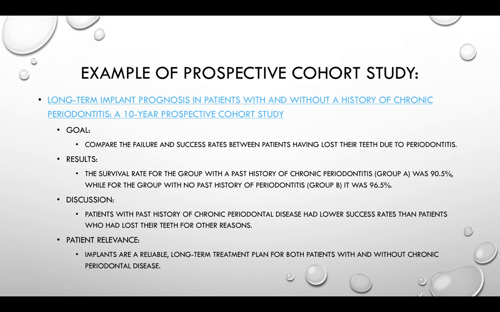The results showed that the survival rate of the group with the past history of periodontitis was 90.5%, while the survival rate of the group with no past history of periodontitis was 96.5%. The study showed that patients with a past history of chronic periodontal disease had lower success rates than patients who had lost their teeth for other reasons. But the clinical implication of these findings is that implants are a reliable long-term treatment plan for both patients with and without chronic periodontal disease due to their high success rate overall. This is a great example of a prospective cohort study and how it should be carried out.